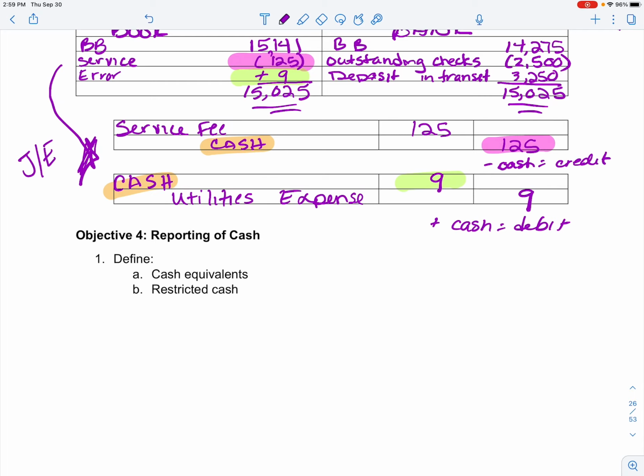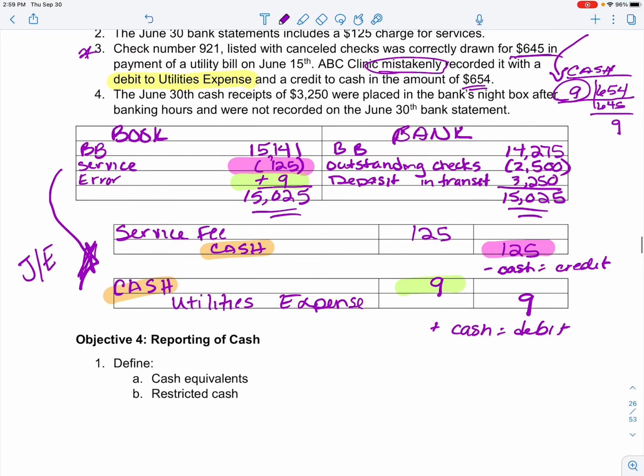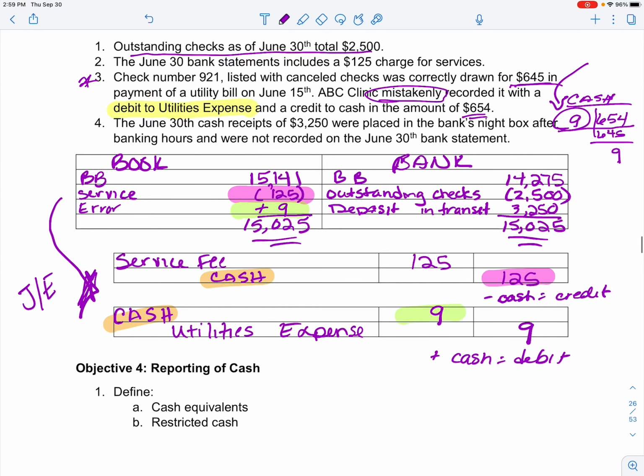The last little piece of this chapter is just understanding these two terms, cash equivalents and restricted cash. So make sure you understand those. You'll get a lot of practice with this in some of the homework, especially the bank reconciliations. And if you have questions, you just let me know.